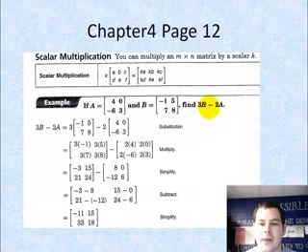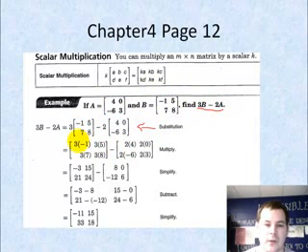So we have 3b minus 2a. What we're going to do is just 3 times the matrix b, and then minus 2 times the matrix of a. So that's how they get this problem right. This part comes from this. So now we're going to just go through and distribute.